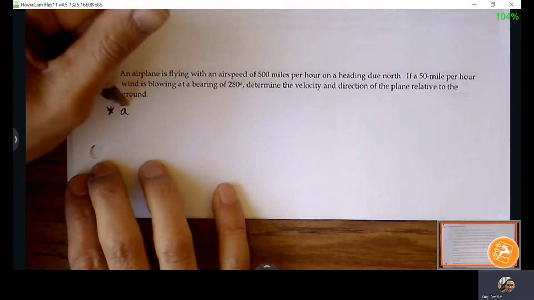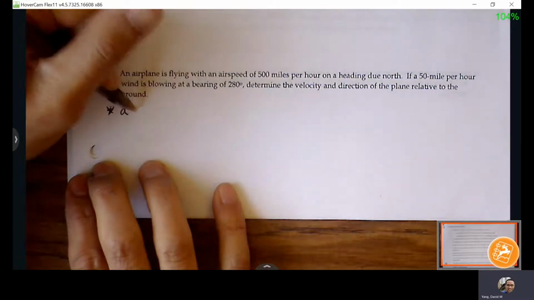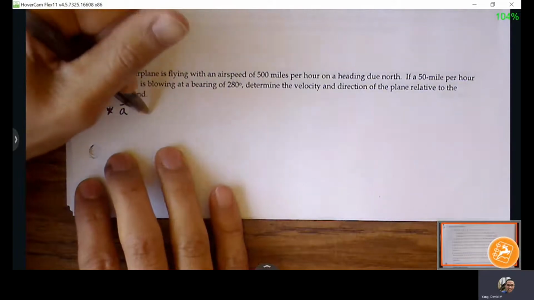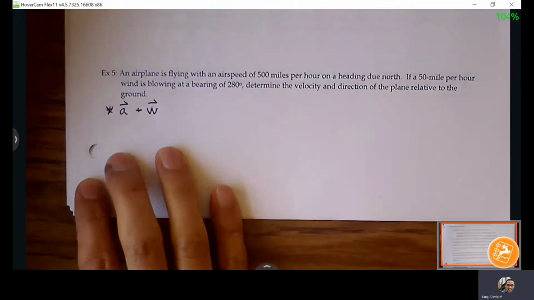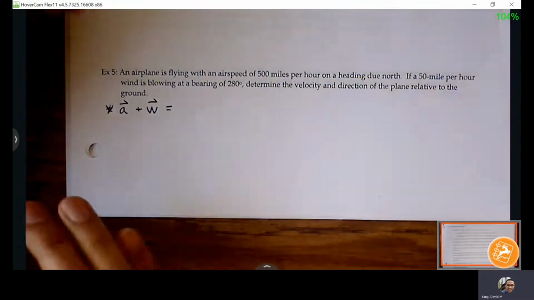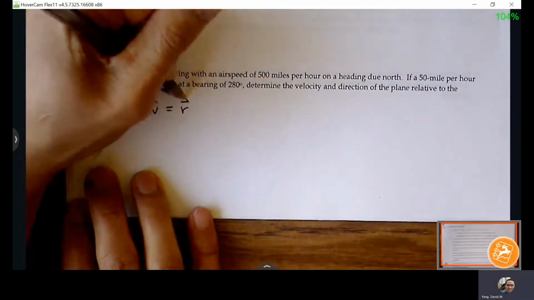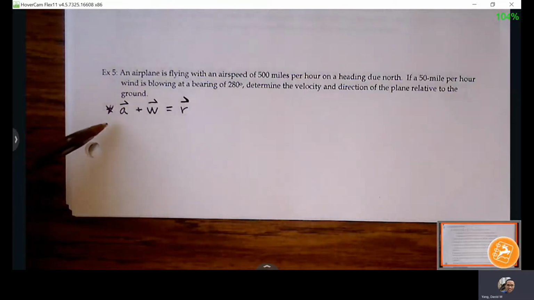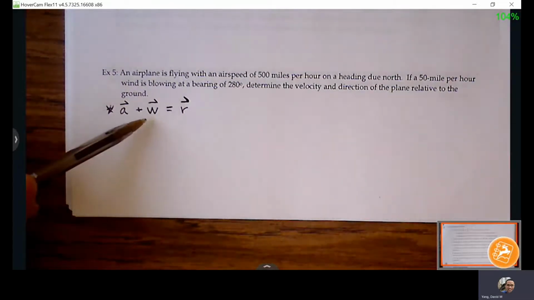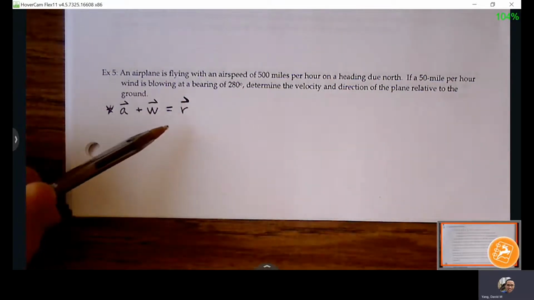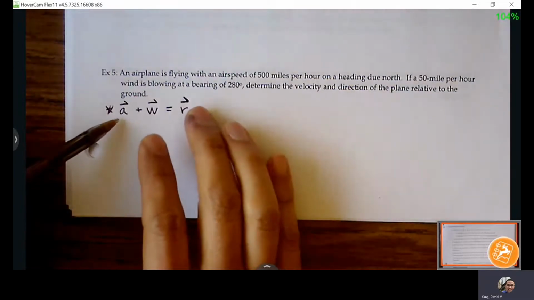vector A, which represents the airplane, which is where the airplane is pointing and kind of aiming towards, plus vector W, which is the wind. If I add those two vectors together, we end up with our resultant vector, which is really the true movement of the plane. Even though the plane is pointing in one direction, if it gets pushed off course by the wind, the resultant vector is telling us how the plane is actually moving and its speed. Okay, so that's the idea here.